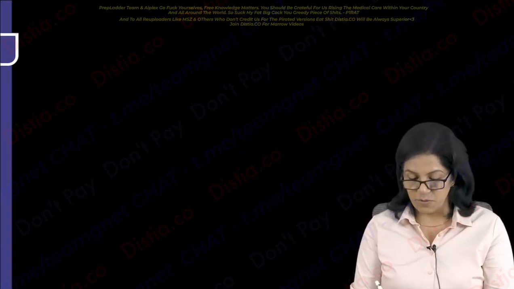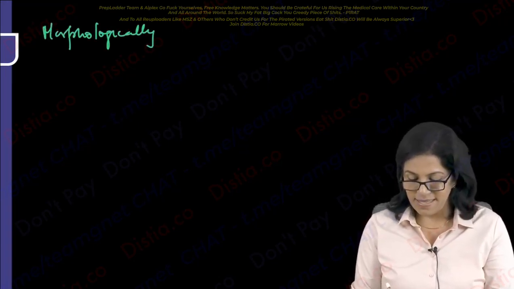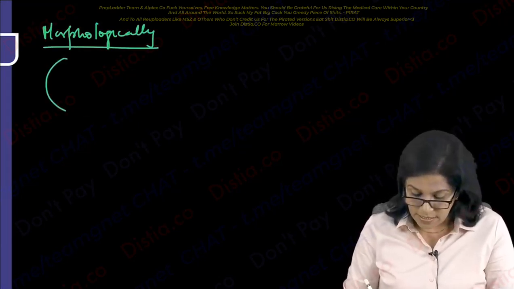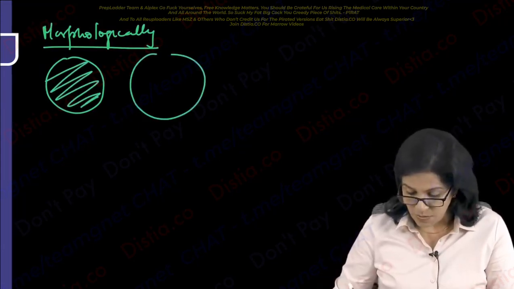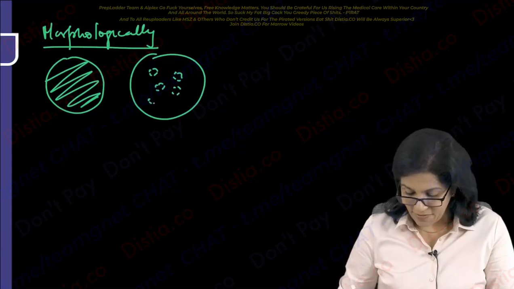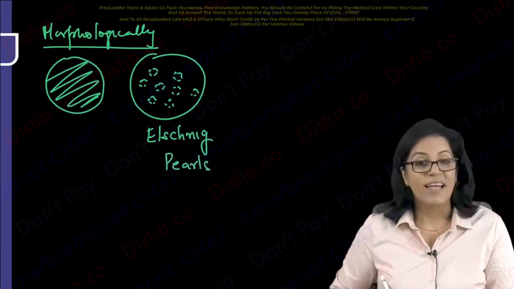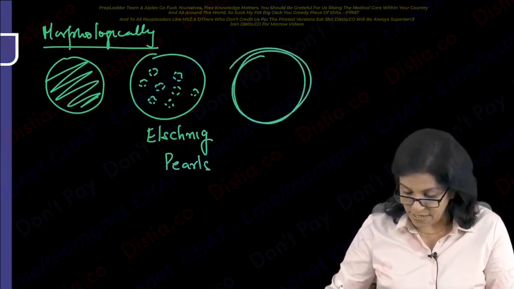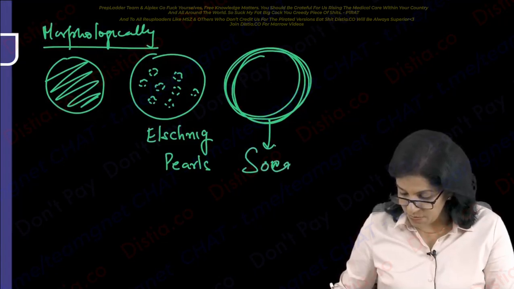Okay, now what further we have to know? Morphologically, this is divided into three types. Either this opacity is just a diffuse opacity like this, or it could be circular opacities like this. What are these known as? We call them Elschnig pearls. Or it could be just a fibrotic ring at the periphery, and this is what is called Soemmering ring.